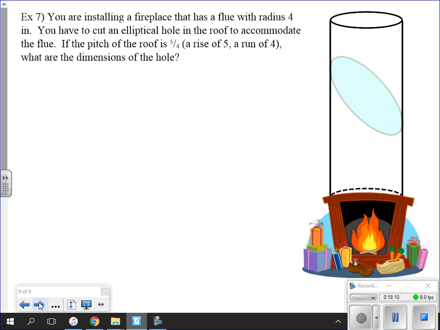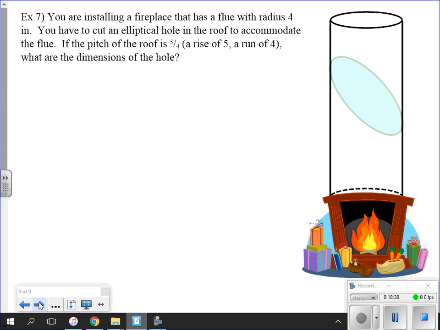of the hole? So you've got a circular pipe that's 4 inches in radius, 8 inches across, going up through the roof. But the roof is not a flat roof, so you're not going to cut a circular hole. You have to cut an elongated hole to get your circular pipe through it. Make sense? What's the shape of the hole I've got to cut? That's what you're looking for. What is the shape of that ellipse? What are the dimensions thereof?